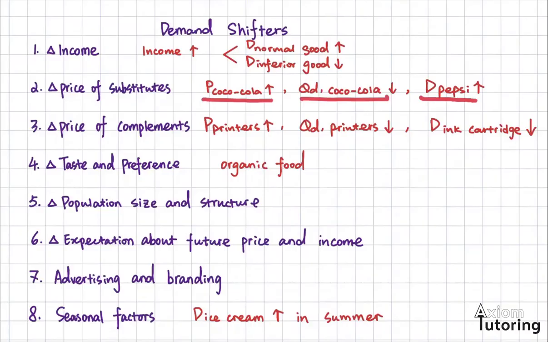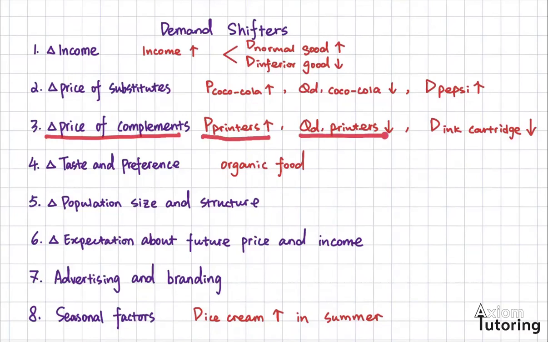Third, changes in price of complements. If the price of a complementary good rises, like for example, when the price of printers rises, the quantity demanded of printers themselves is going to decrease, and people would also buy fewer ink cartridges. Besides, changes in taste and preferences matter. Trends, healthcare campaigns, or social media can shift demand sharply.